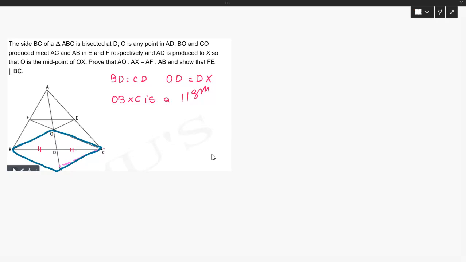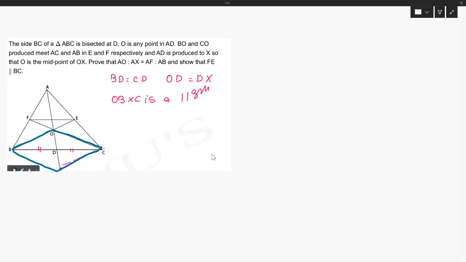But in this diagram, we can say that BD is equal to DC. So BC is the diagonal, we can take it as a diagonal. So the diagonals are bisecting each other, and OD and DX are also diagonals, so they are also bisecting each other. BC and OX are bisecting each other. From that property we have that this quadrilateral OBXC, in blue color, is a parallelogram.